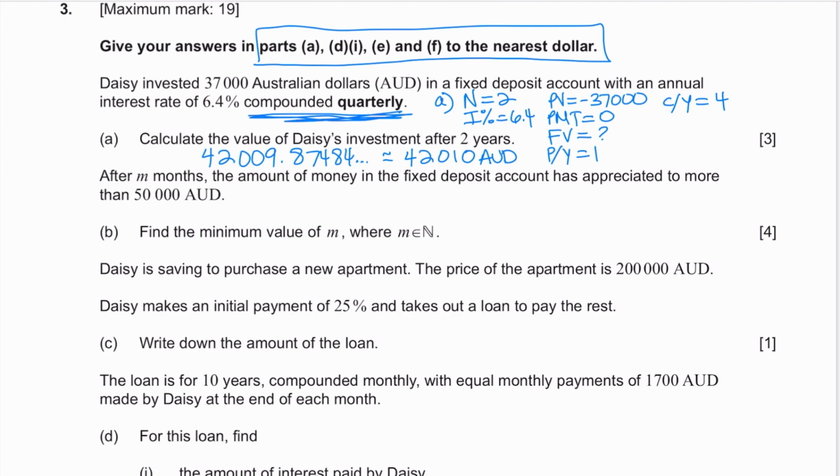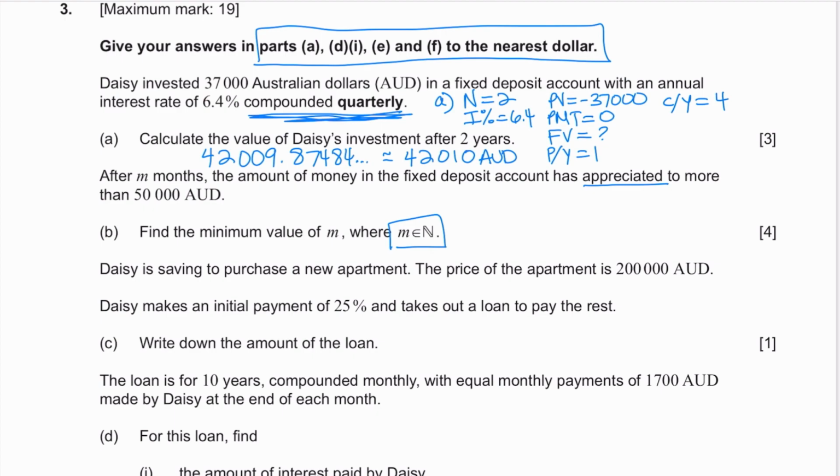Then it says after M months, the amount of money in the fixed deposit account has appreciated to more than 50,000 Australian dollars. Appreciated means that it's gained like interest, okay? So it's grown to more than $50,000. Find the minimum value of M, where M is a natural number. That means that you want N to be basically a whole number, no decimals in your answer.